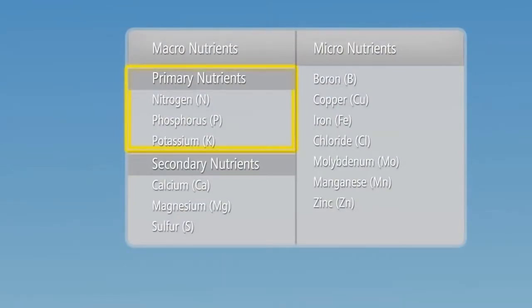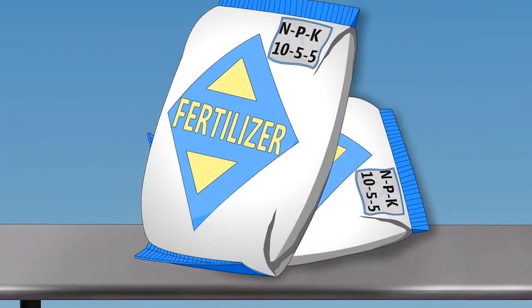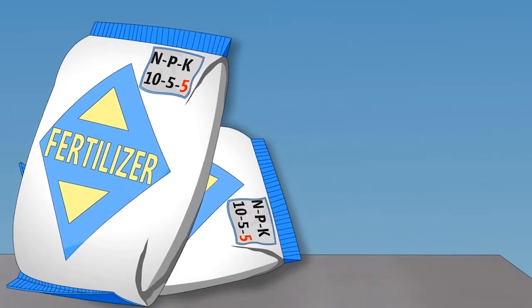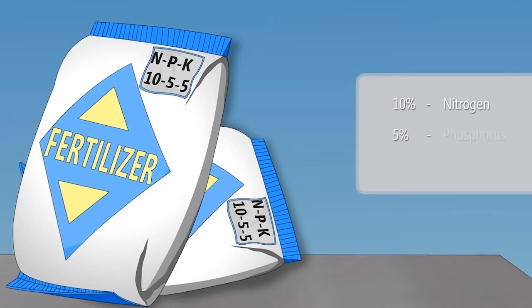Nitrogen, phosphorus, and potassium are the main nutrients that plants need. A fertilizer contains those three ingredients and they are listed clearly as the N-P-K ratio. So, if a package states that its N-P-K ratio is 10:5:5, then it contains 10% nitrogen, 5% phosphorus, and 5% potassium.